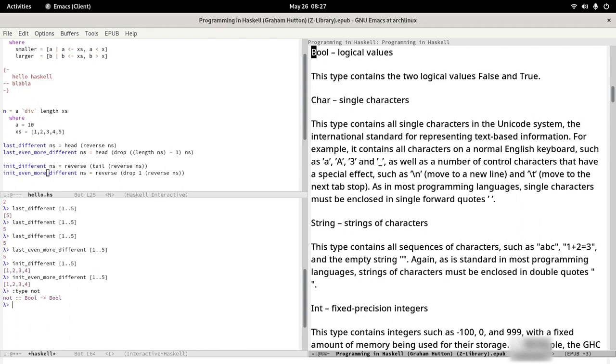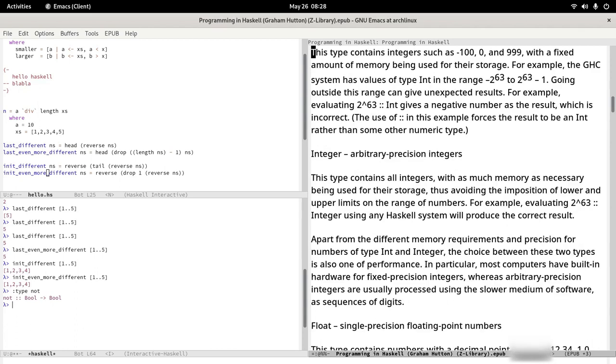String, strings of characters. This type contains all sequences of characters, such as "abc", "1+2=3", and the empty string. Again, as is standard in most programming languages, strings of characters must be enclosed in double quotes. Int, fixed precision integers. This type contains integers such as -100, 0, and 999, with a fixed amount of memory being used for their storage. For example, the GHC system has values of type Int in the range -2^63 to 2^63 - 1. Going outside this range can give unexpected results.